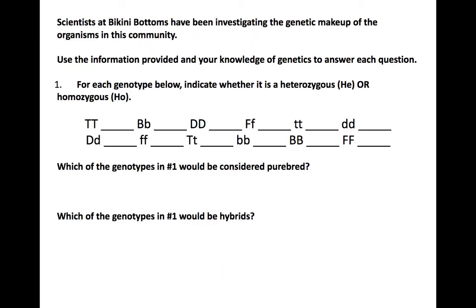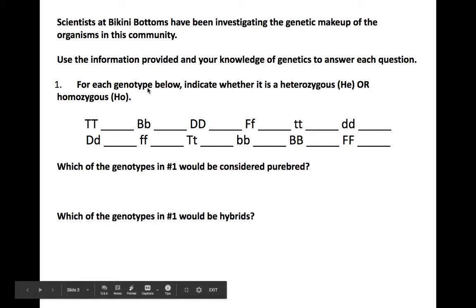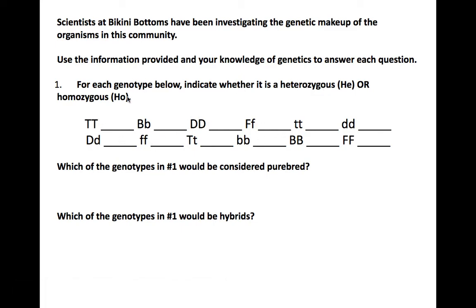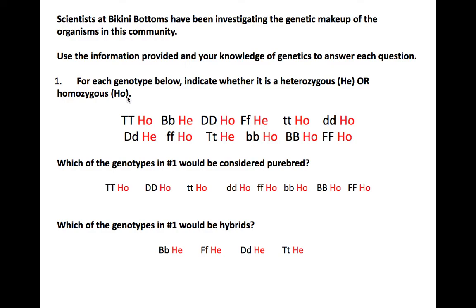Okay, so there's a worksheet out there that you may have seen in middle school that's called Bikini Bottoms Genetics, and this is where this comes from. It says basically right here, for each genotype, which means these letters, tell whether it's heterozygous or homozygous. So on the next slide, it does that for you. So you basically put he or ho in the blank.